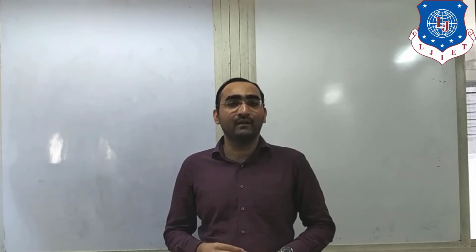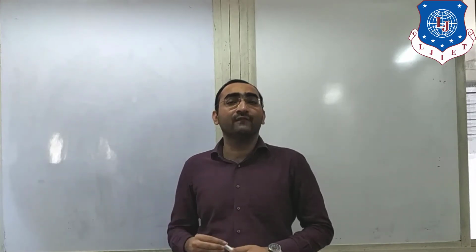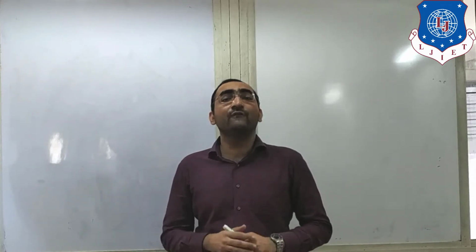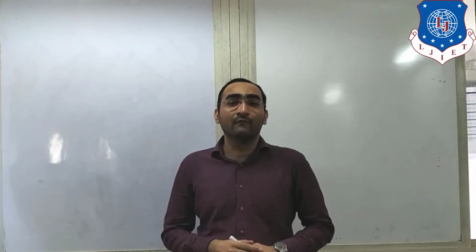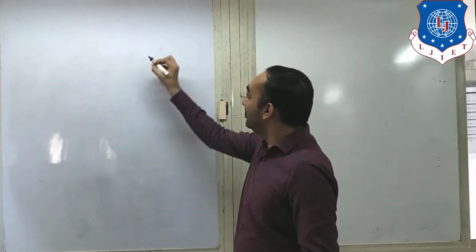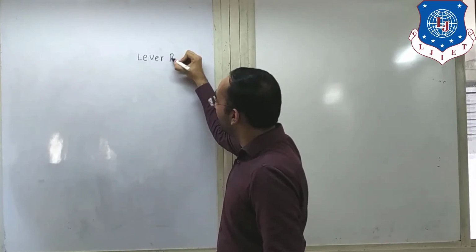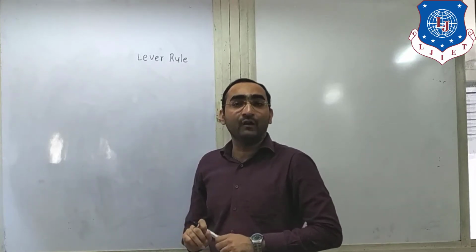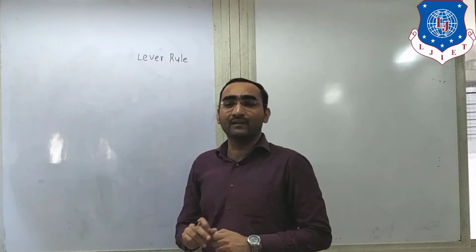For that we have taken two things: the composition of the material, and then we see the amount of phase which is present inside the material. For finding out the amount of phase inside a particular part, we have to use the lever rule. So we will be going for the lever rule. This rule is applicable for finding out the percentage of solid and liquid in the solid plus liquid region.